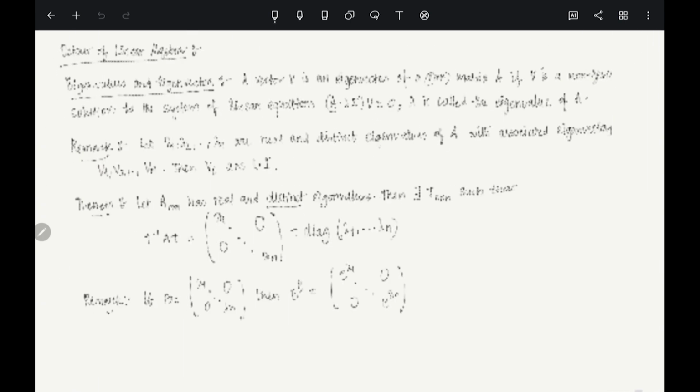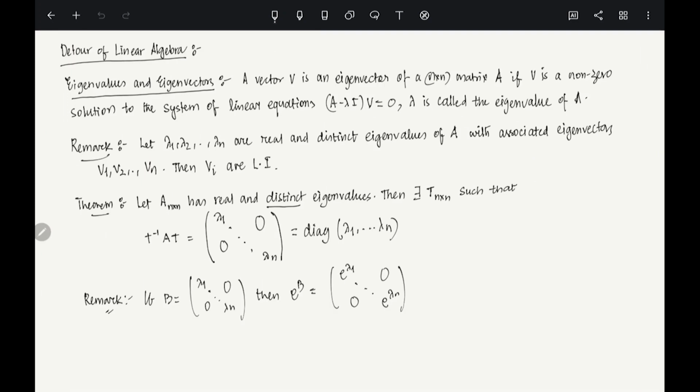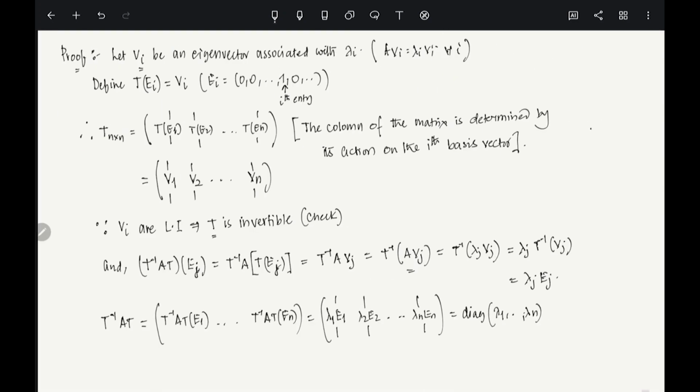So let's look at the next situation. You can take some example. In the assignment we are going to give you some problems which ask you to find these transformations for some given specific examples. Now the second case. So this is the first case, real and distinct, theorem 1, let's just call it.